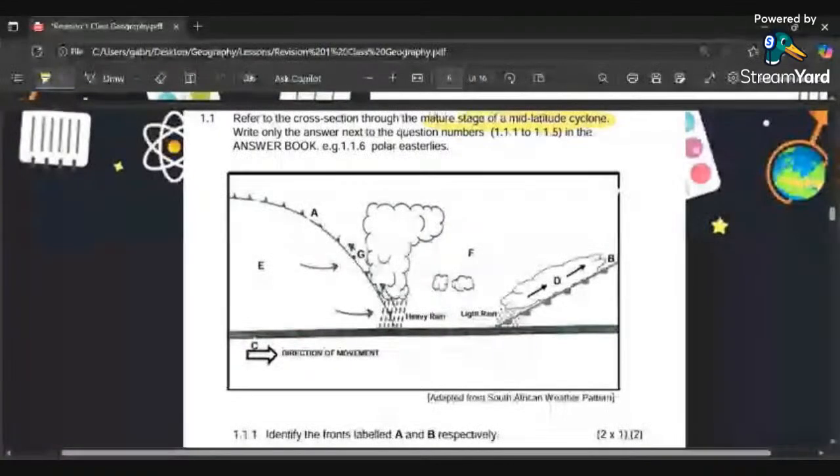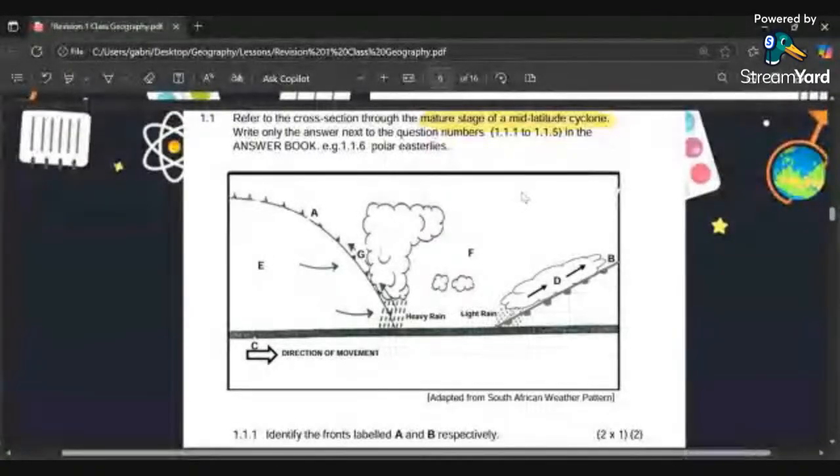Remember, for this topic, you must know the different stages of a mid-latitude cyclone. You must know the formative stage, all 5 stages from the formative stage to the occlusion stage, and you must be able to draw the stages, label and describe each stage. In this case, we are dealing with a mature stage of a mid-latitude cyclone.